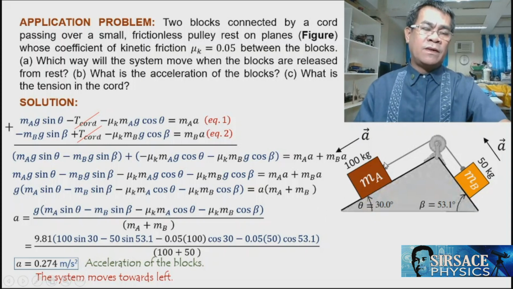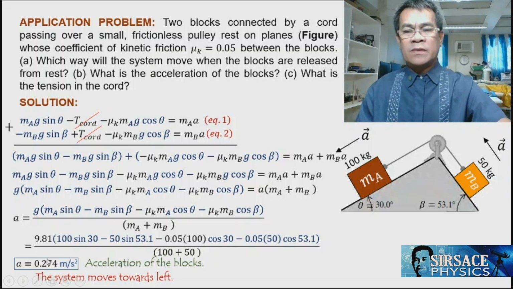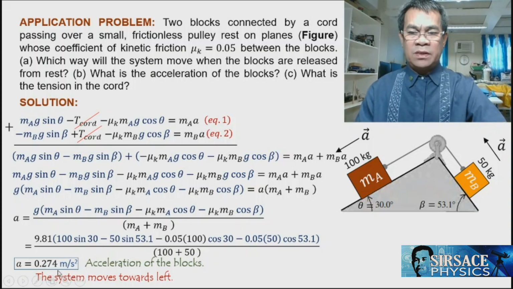Now, what will happen if our assumption is wrong? Suppose we assume that block B moves down while block A moves up the plane, meaning the system will move towards the right. If it happens that we use that assumption, our result here becomes negative. If it is negative, it means our assumption is wrong, and you have to reverse the direction. If the answer is 0, then the system is said to be in equilibrium. This is the answer for letter B.